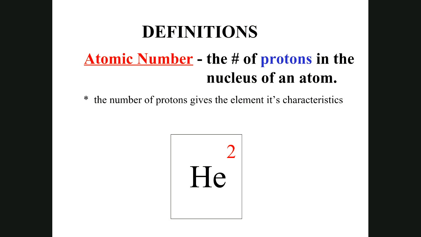So the atomic number is the number of protons. You'll look at your periodic table, and you'll see that each one of them has a different number. That's what makes them different, the number of protons. So atomic number is the number of protons in the nucleus of the atom.